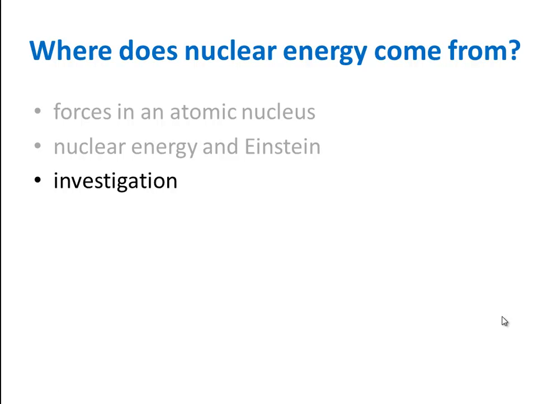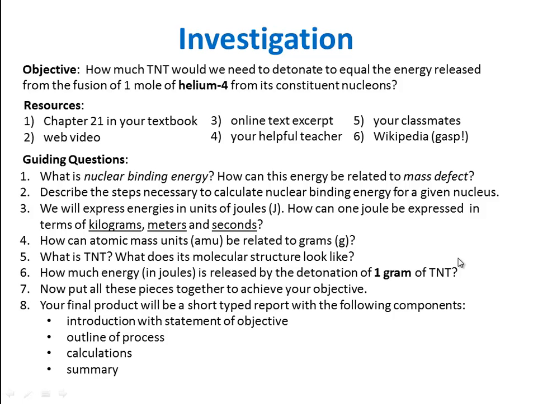Okay, so I've given you a lot of the background story, and now you should be in a position to do an investigation that we're going to start on Tuesday. And here's how it's going to look. I'm going to have a handout for everybody, and it'll look like this. It's going to have the objective. This is the overall objective: I want you to determine how much TNT, that's an explosive, you would need to detonate to equal the energy that's released from the fusion of 1 mole of helium-4 from its constituent nucleons.